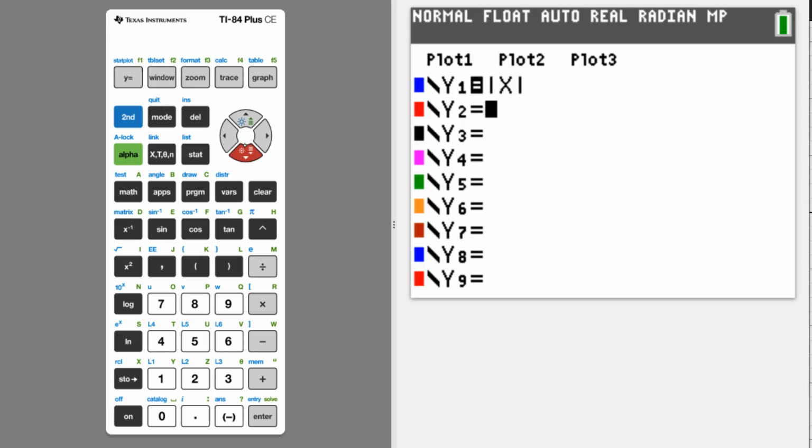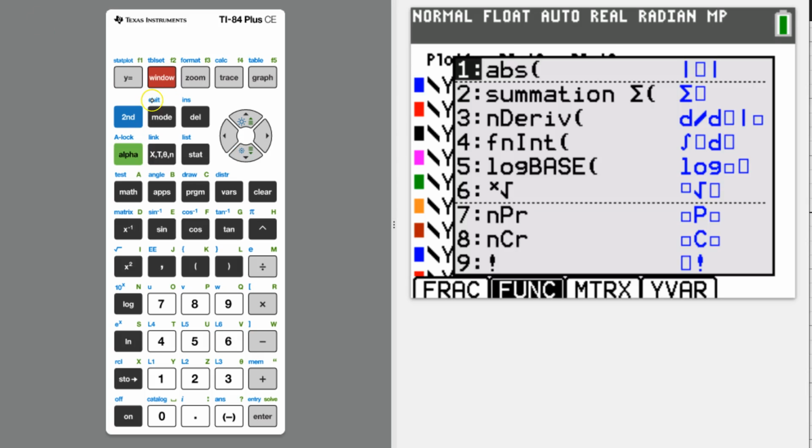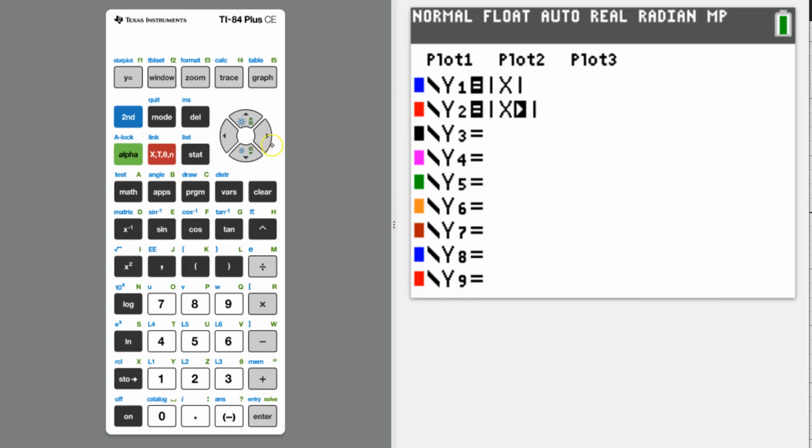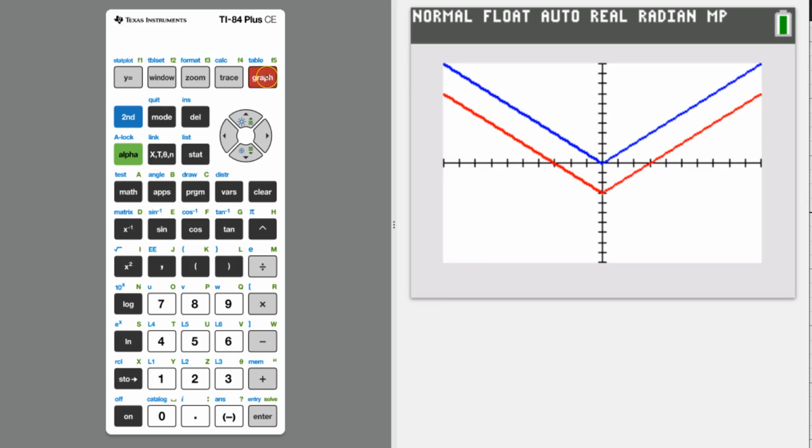So we could go back to y equals, and we could type in y equals the absolute value of x minus 3, and what do you expect to happen to the graph? Think about it, and now let's look at it. It shifted the whole graph down 3.